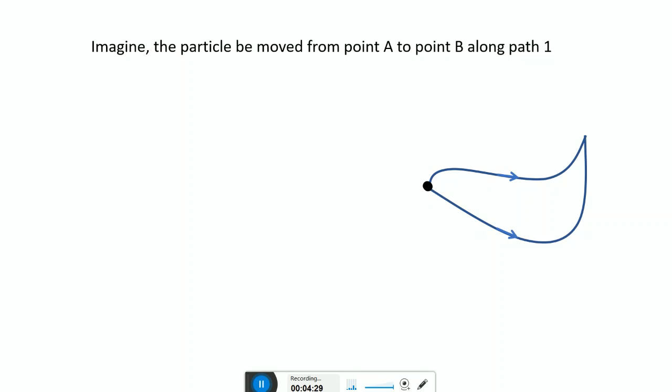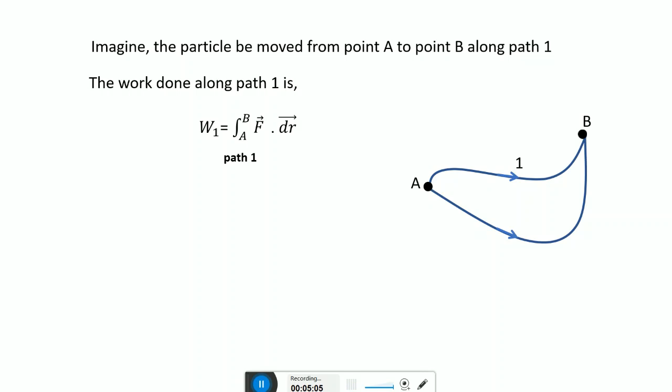Let us imagine the particle is moved from point A to point B along path 1. This is point A, this is point B. Initially, the particle will be placed at point A. Then it will move from A to B along path 1. So this is path 1. The work done along path 1, from A to B, is, suppose, W1 equal to the integration from A to B of vector F dot vector dr.